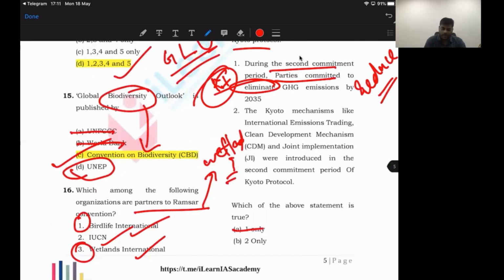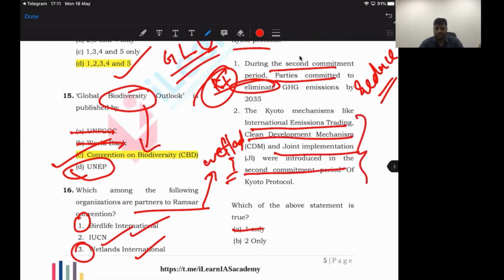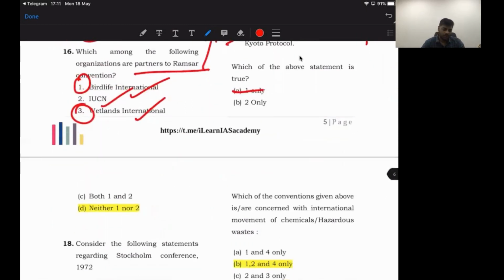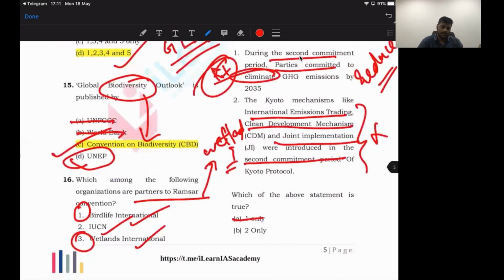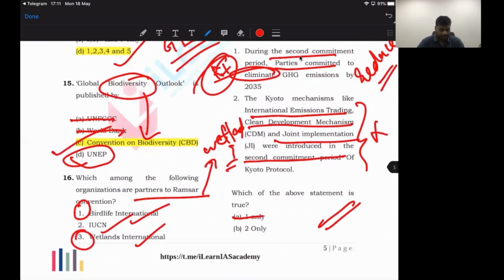And second one, Kyoto mechanisms like international emission trading, clean development mechanism, and joint implementation were introduced in the second commitment period of Kyoto Protocol. No, these were there at the first commitment period itself. So this statement is also wrong. So answer should be neither one, nor two. You're getting it? So these are very important concepts. Have a look into it.